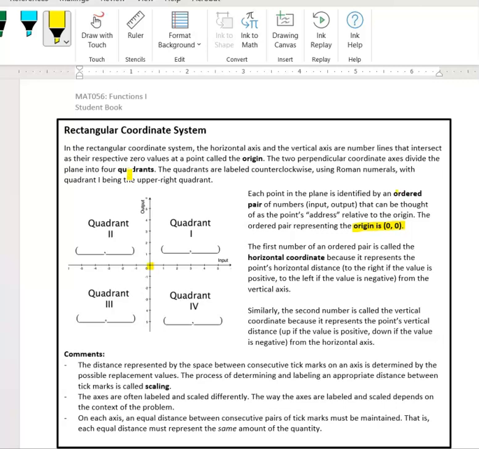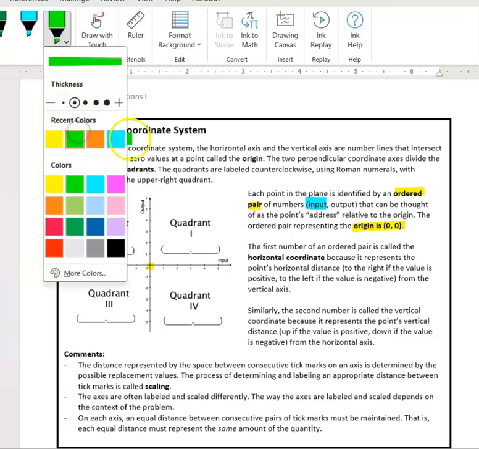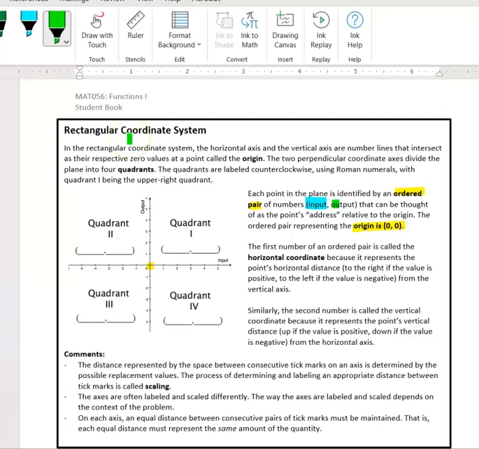And the ordered pair is what we call the address to the point. So you're telling us about the input and the output. Remember, the input comes along the horizontal axis, and the output is along the vertical axis. It's also in alphabetical order, so I comes before O, and this is just like your GPS. You always need a latitude and a longitude so you can be found. So you need two pieces.